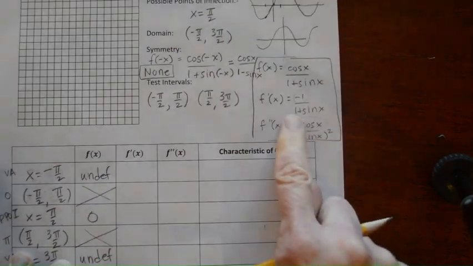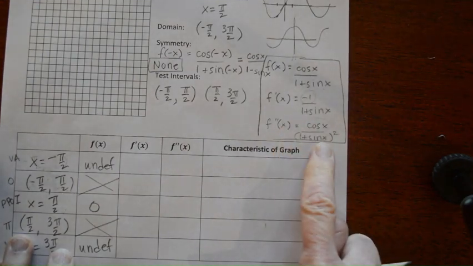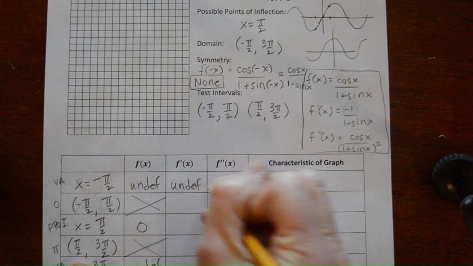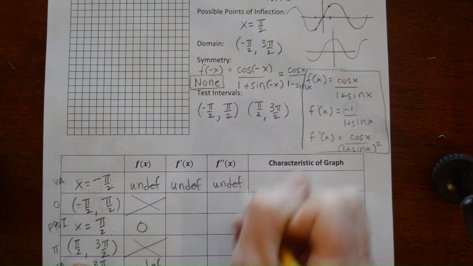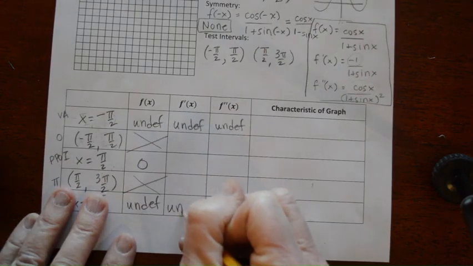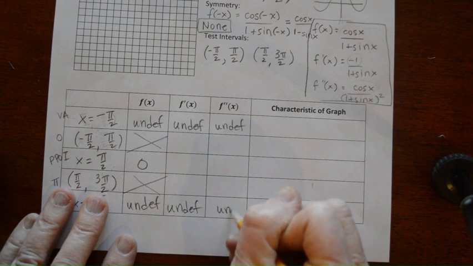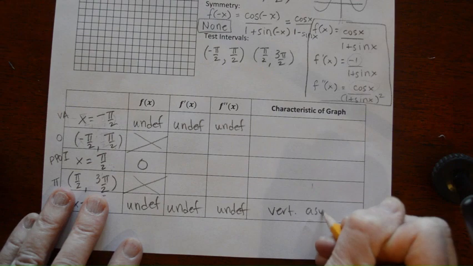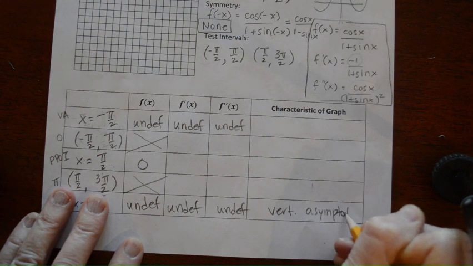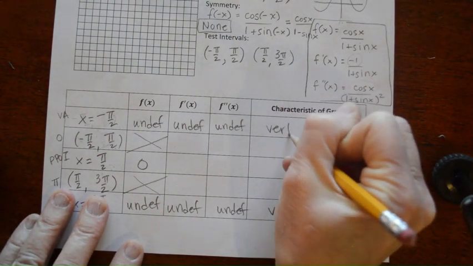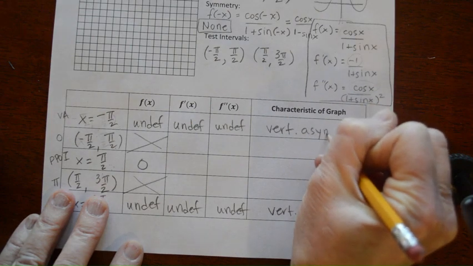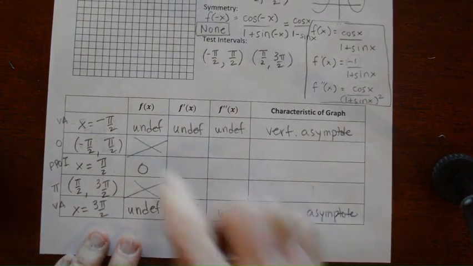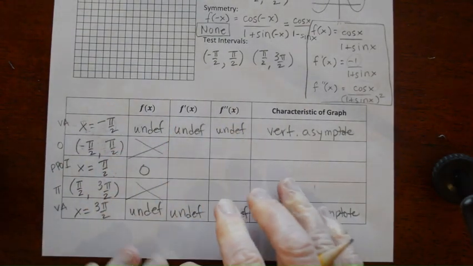In fact, let's just comment that because it's got a 1 plus sine x in the denominator of all of these, it's undefined, undefined, and then this is undefined and undefined. So this is a vertical asymptote, and this is a vertical asymptote. Okay. So now we've got the 3 legitimate things that we need to test here.